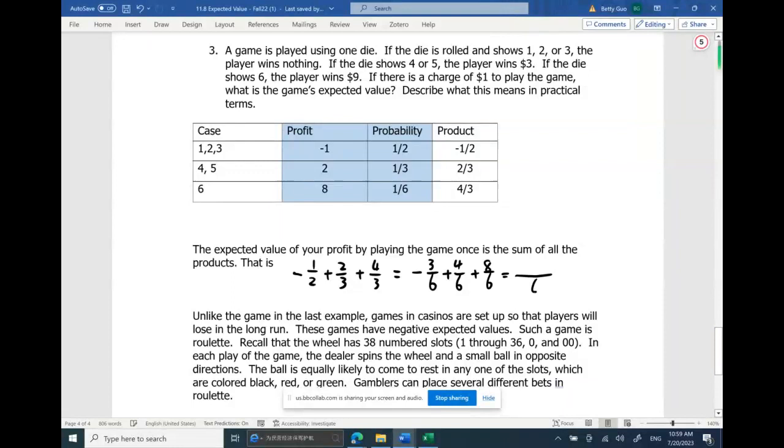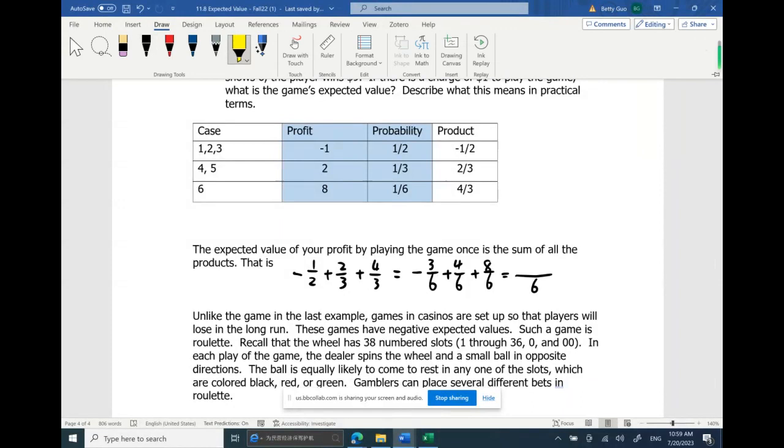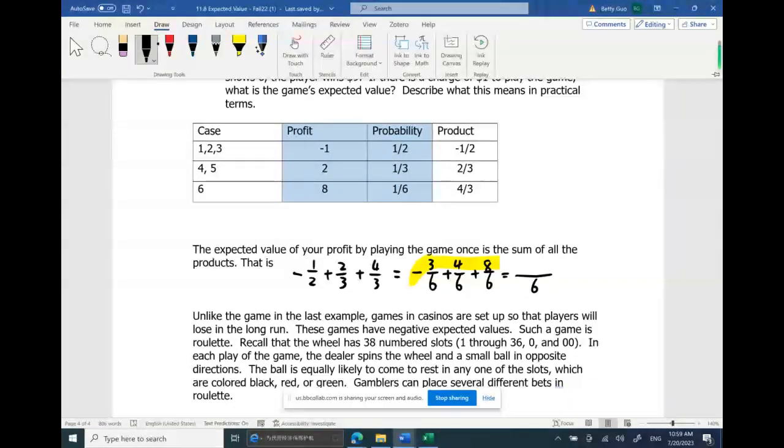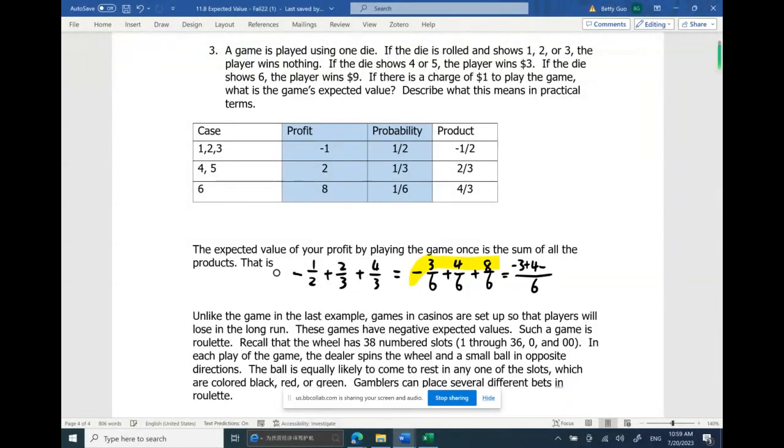And then we keep the bottom 6 and add up the top, noting the first top has a negative. Add those together. So we have negative 3 plus 4 plus 8. Negative 3 plus 4 is 1. 1 plus 8 is 9. 9 over 6, right here, is 3 over 2 and 1.5. Okay, 9 over 6, divide 9 by 3 is 3, divide 6 by 3 is 2.